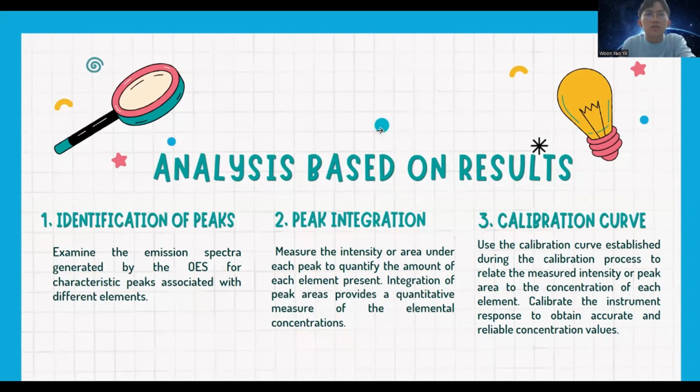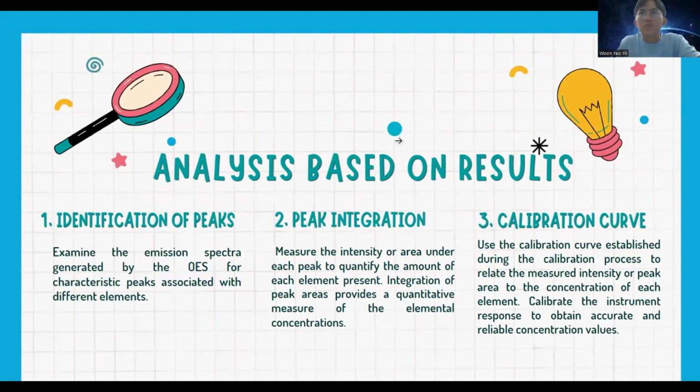The next step is peak integration. We measure the intensity or area under each peak to quantify the amount of each element present. Integration of peak areas provides a quantitative measure of the elemental concentrations.